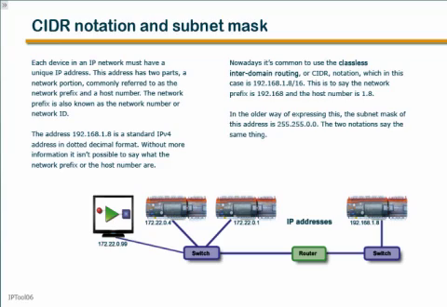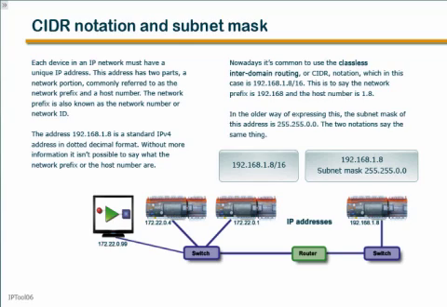Nowadays, it's common to use the classless interdomain routing or CIDR notation, which in this case is 192.168.1.8/16. This is to say the network prefix is 192.168 and the host number is 1.8. The older way of expressing this, the subnet mask of this address, is 255.255.0.0. The two notations say the same thing.